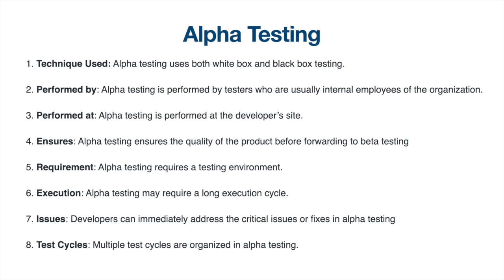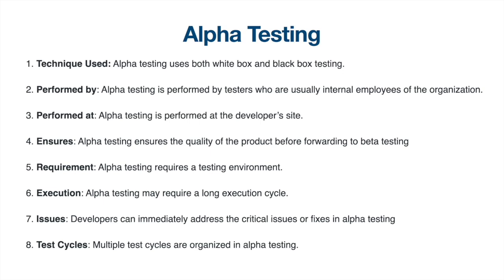Another point is what the requirements are for alpha testing. There are many requirements, but the basic requirement for alpha testing is the test environment. The testers should have a proper test environment to perform the testing. They might have lower-level testing environments, UAT, and pre-production environments also involved in their testing. As part of the execution, alpha testing requires long execution cycles. There might be a month cycle, or a couple of sprint cycles, depending on the model which the software development team is following.